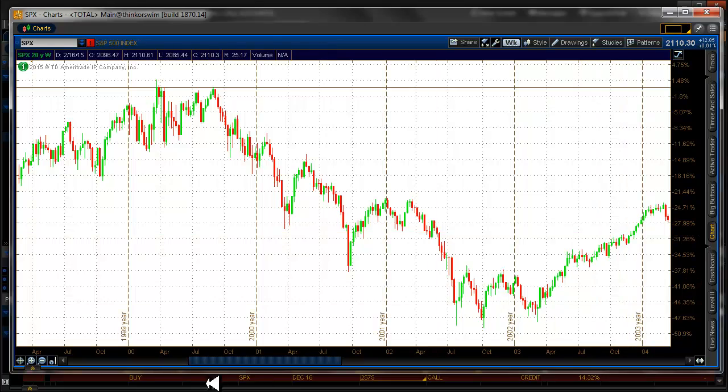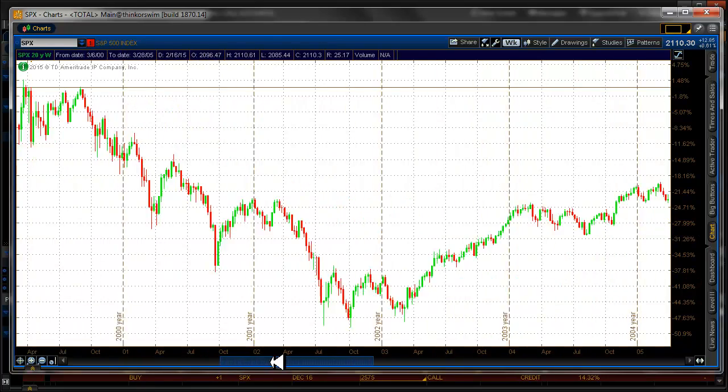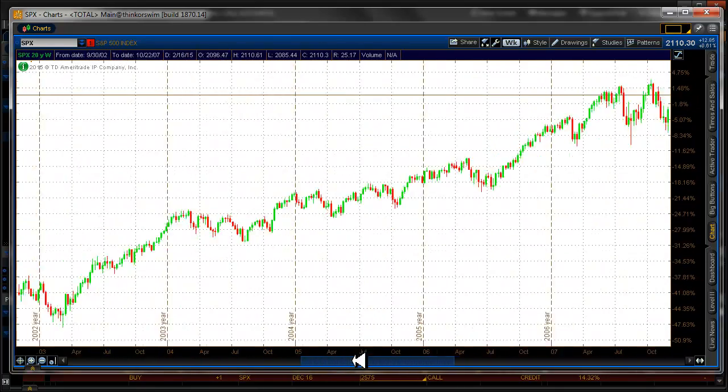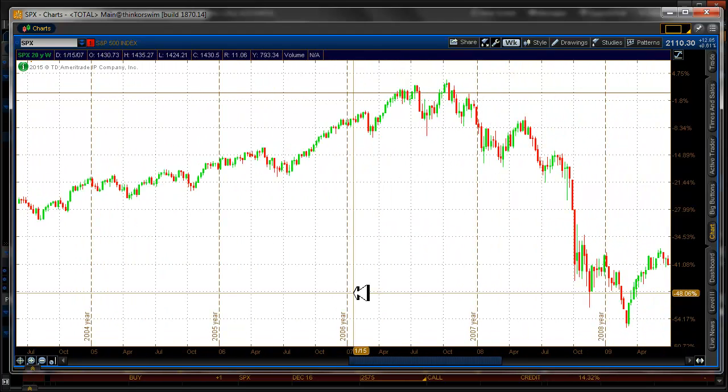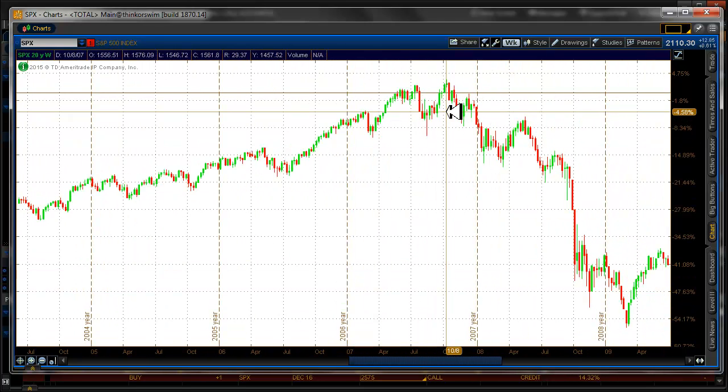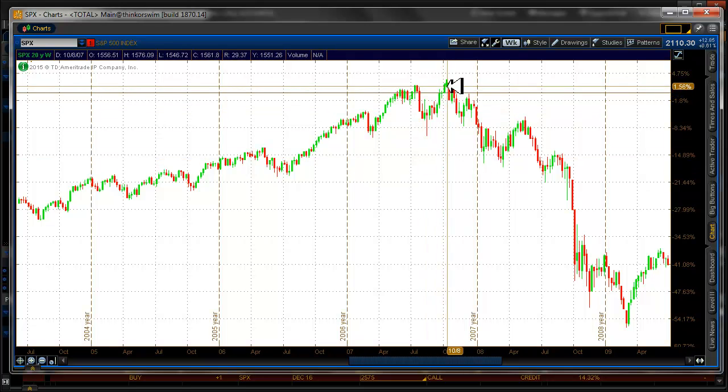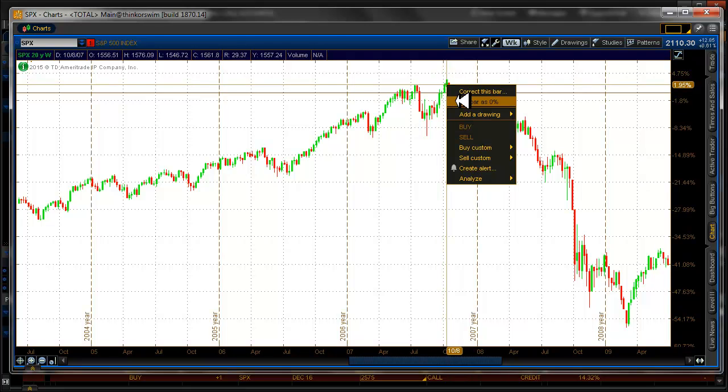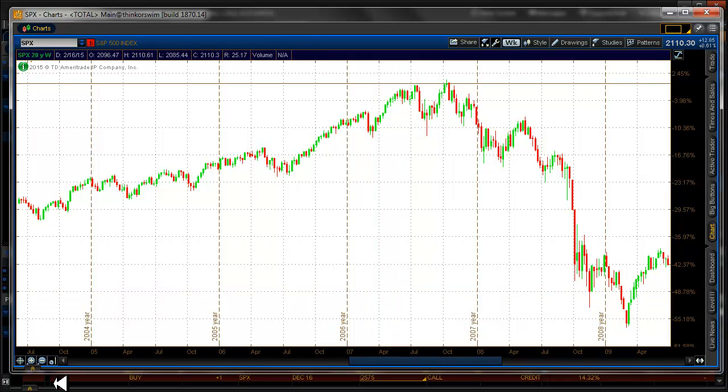because then it starts to recover and it starts moving back up until we get to this high here, which is October 8th of 2007. So let's right click on this candle, set that as 0%. Let's zoom in just a tad more, or try to. I guess it's not going to. I don't know why it wouldn't.